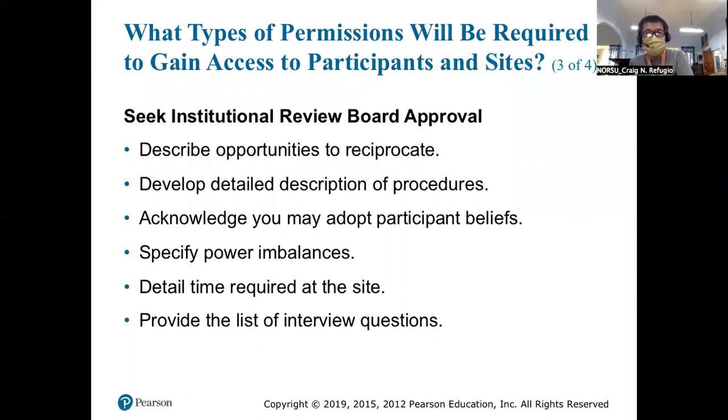Okay, sige. Acknowledge, you may adapt participant beliefs and then provide the list of interview questions. I mentioned that one so you can classify what are sensitive and what are not.